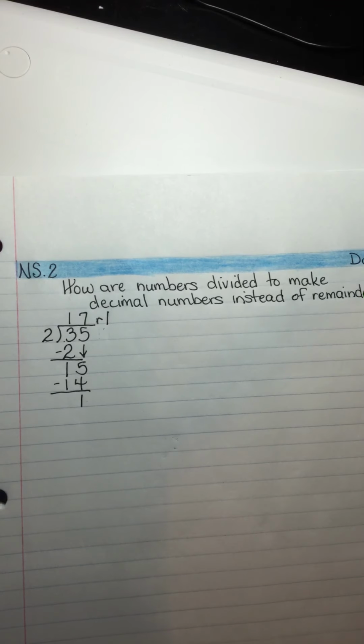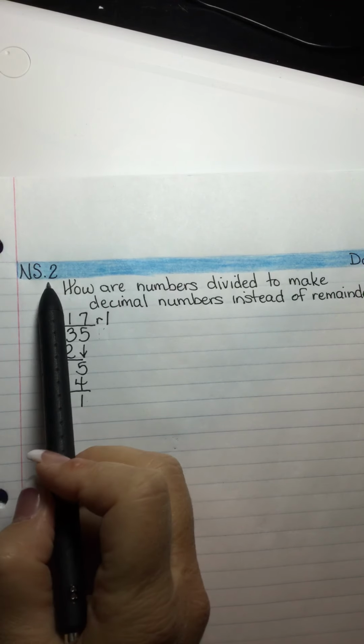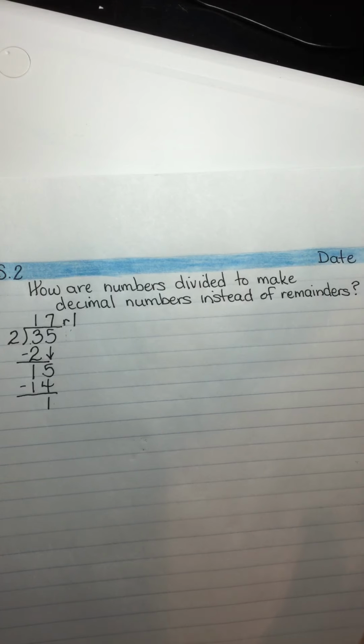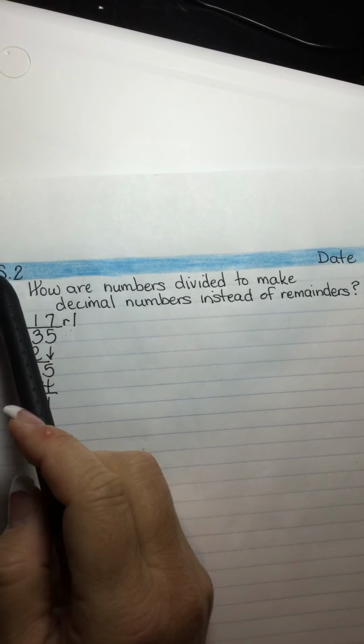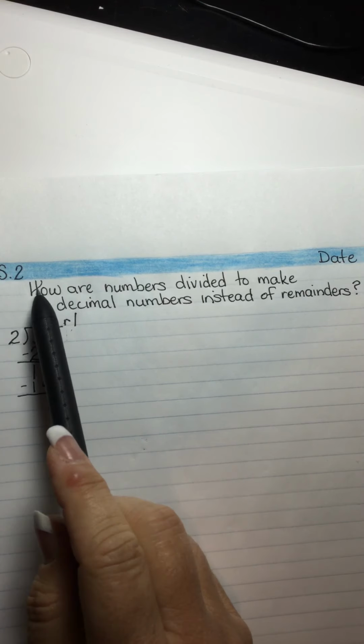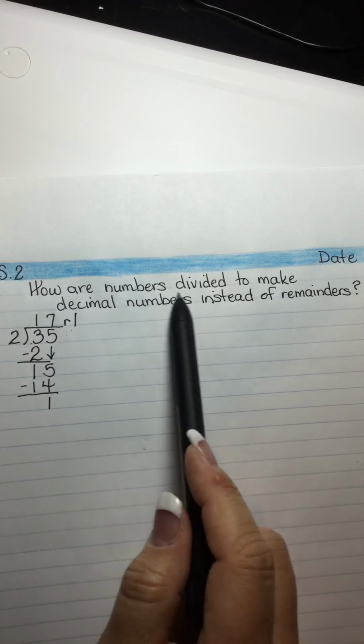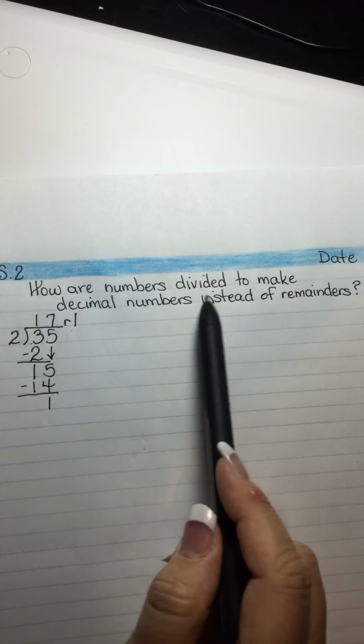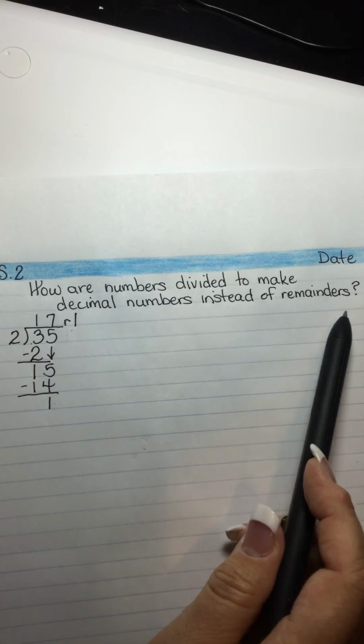All right, so today we're going to take a look at NS2. We're going to keep working with some long division. Put today's date, color your header. This is a new lesson. We're going to take a look at how numbers are divided to make decimal numbers instead of remainders.